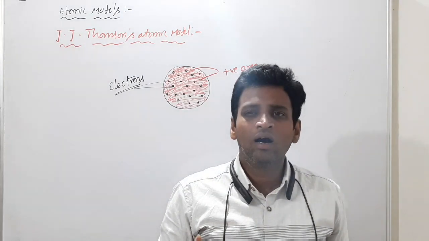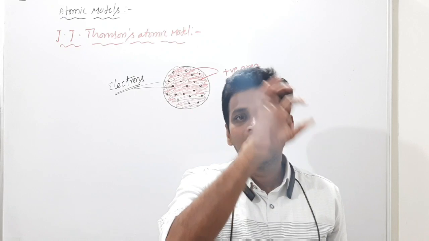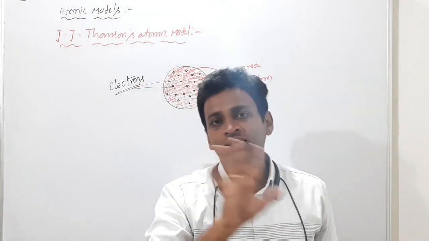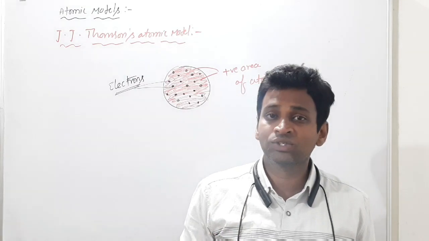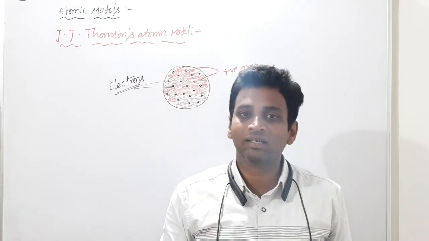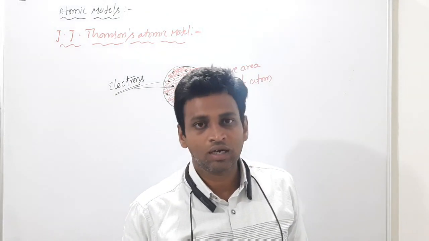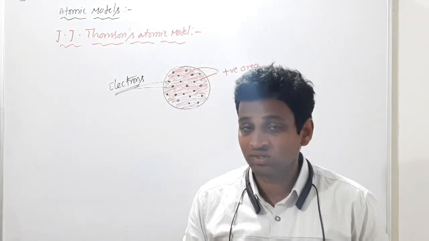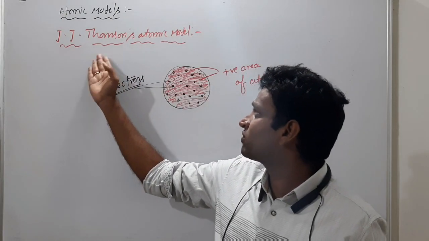Failed in the sense that he did not give the path of the electron. He said electrons and protons are present like that in an atom. But how correct is this? Yes, you have electrons, you have protons, up to that okay. But what about neutrons? That was not explained. So no word on neutrons at the time of J.J. Thomson's atomic model.